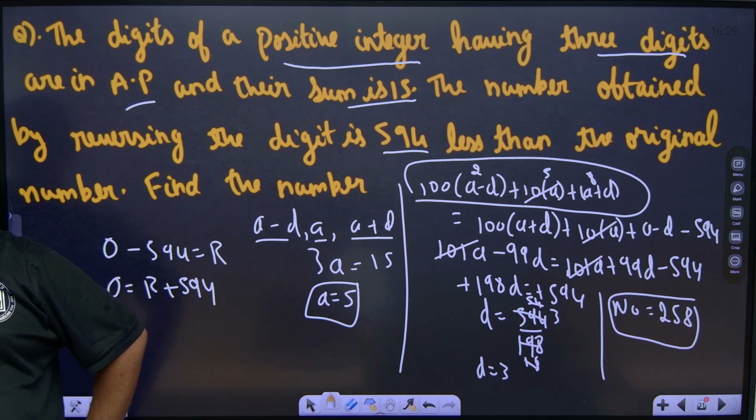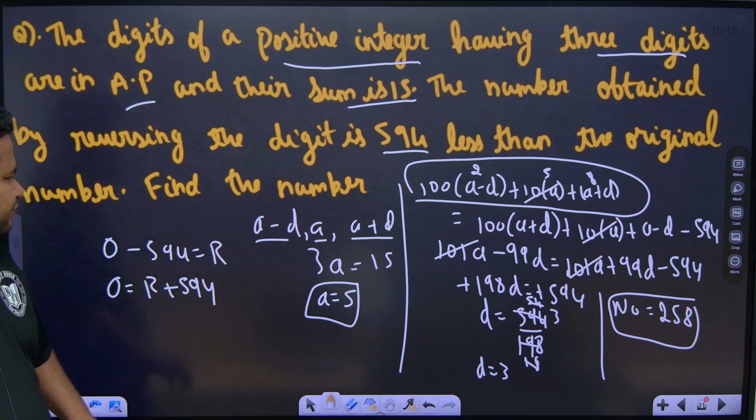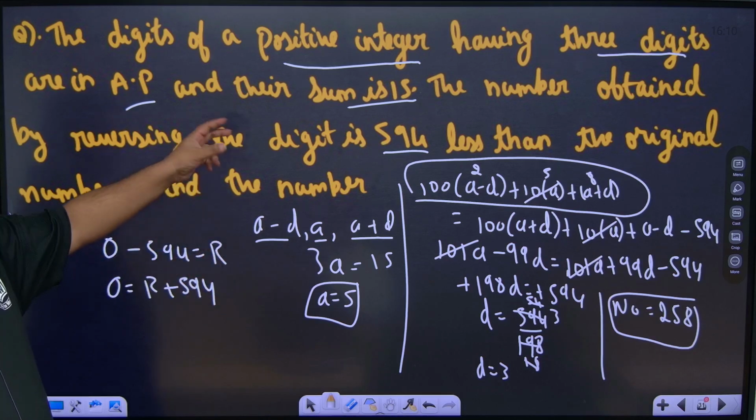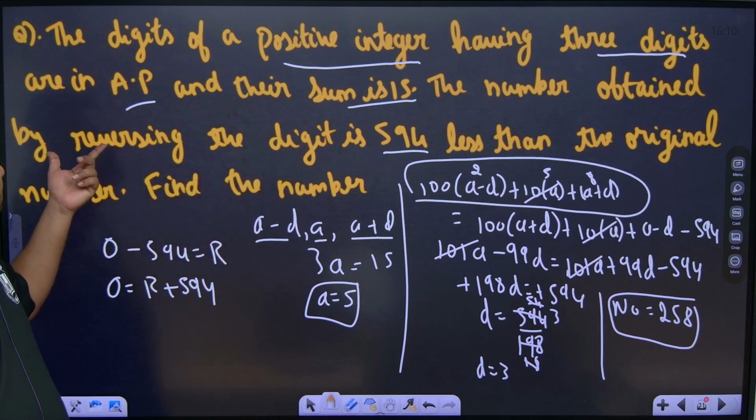So you should know how to reverse and how to write the original number. If they give a 3-digit number, you will multiply by 100, 10 and 1 for the places. If it is a 4-digit number, 1000, 100, like that. You should be very careful writing this. Original minus 594 is the reverse. From the original, if you subtract 594, you get the reverse.